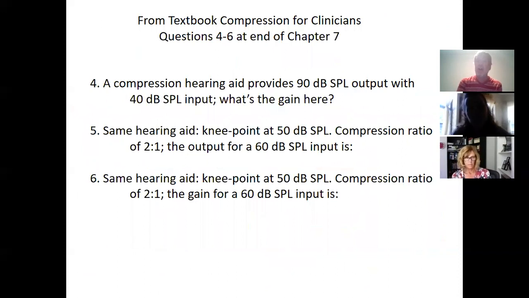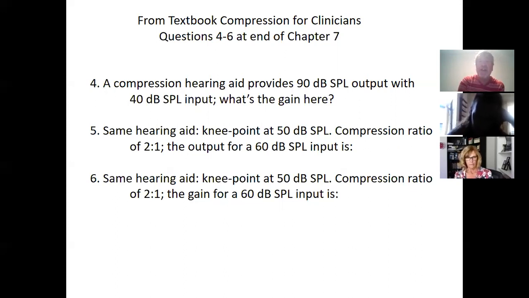Here we have a compression hearing aid that provides 90 dB SPL output with 40 dB SPL input. What's the gain here? Kelly said 50. Yes, it's true: 90 dB SPL output minus 40 dB SPL input is 50. Input plus gain is output. Output minus input is gain.